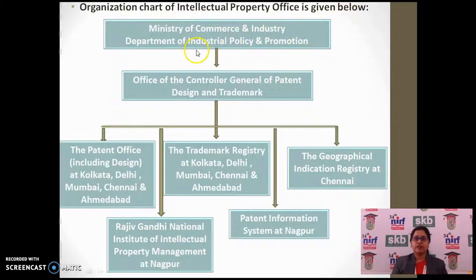Ministry of Commerce and Industry, Department of Industrial Policy and Promotion. Further, the Office of the Controller General of Patents, Designs and Trademarks at Mumbai. The Patent Office, including design, at Kolkata, Delhi, Mumbai, Chennai, and Ahmedabad. The Trademark Registry at Kolkata, Delhi, Mumbai, Chennai, and Ahmedabad. The Geographical Indication Registry at Chennai. Patent Information System at Nagpur, which is also called Rajiv Gandhi National Institute of Intellectual Property Management.